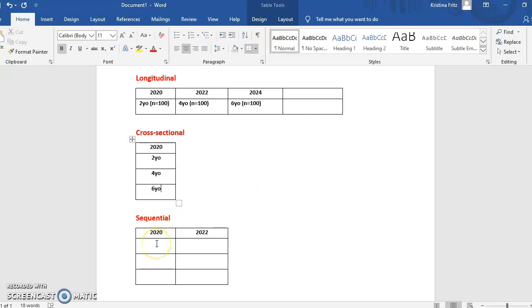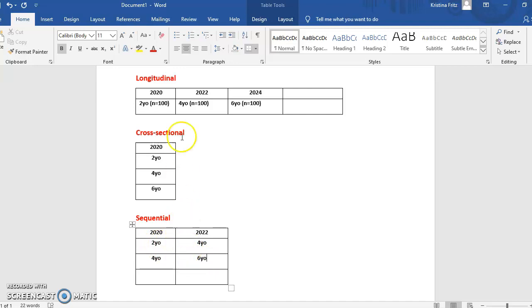Now, sequential is a little bit more tricky. Let's say in 2020, we grab a group of 2-year-olds, and we also grab a group of 4-year-olds. Now 2 years pass. In 2020, we can compare 2-year-olds versus 4-year-olds. Now, we want to look at 4-year-olds and 6-year-olds. In 2022, these 2-year-olds become 4-year-olds, and the 4-year-olds become 6-year-olds. So we can still compare 2-year-olds, 4-year-olds, and 6-year-olds, and we can also look at this longitudinal difference.